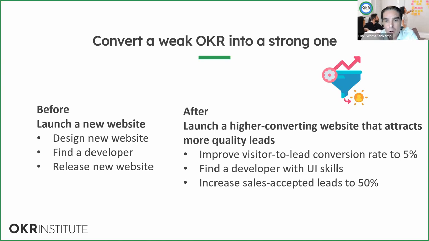And now we have to think about how we can measure that. What kind of key results do I have to add in order to measure this higher converting and these more quality leads? First one, improve visit to lead conversion rate to 5%. Find a developer with certain skills, let's say UI skills, and increase sales accepted leads to 50%. So most likely, if I achieve all these key results, I will have a higher converting website, which leads to more quality leads. And of course, if I have an e-commerce site, that leads to more sales. And this is then the output of the outcome.